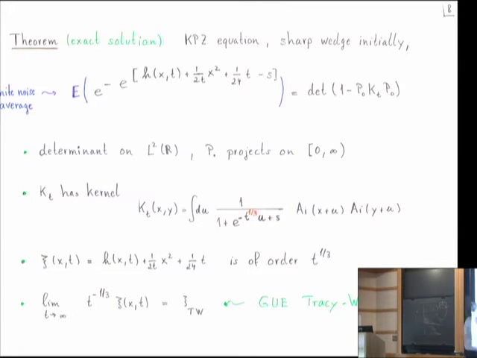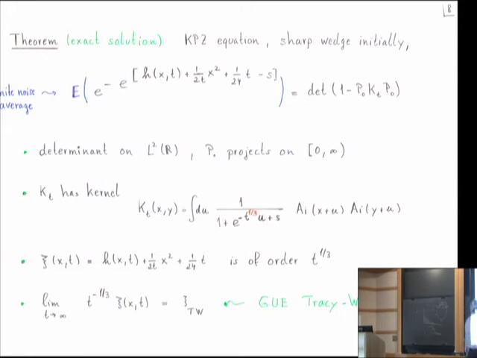And the assertion is that this generating function is given in terms of a Fredholm determinant, a determinant for a linear operator which is defined on the Hilbert space L2 over R.